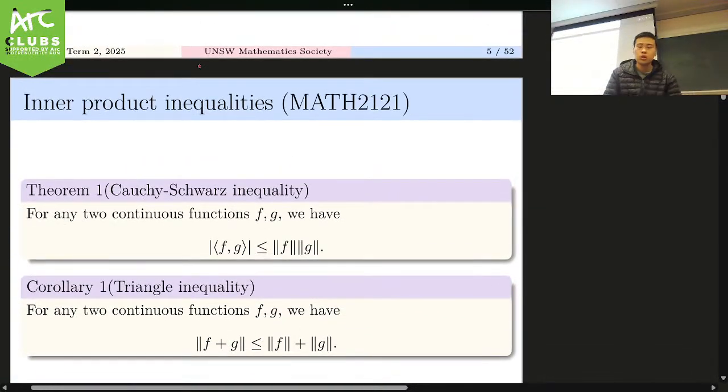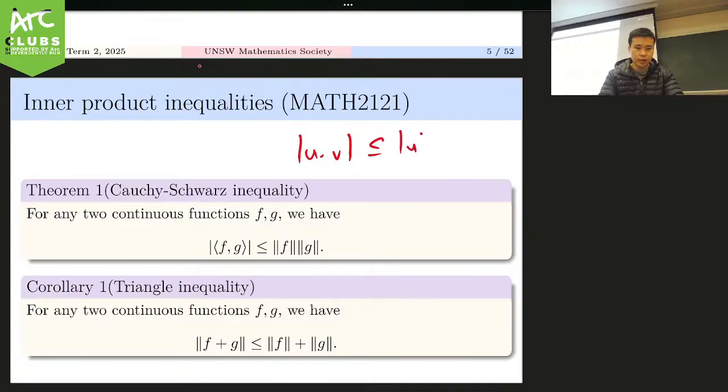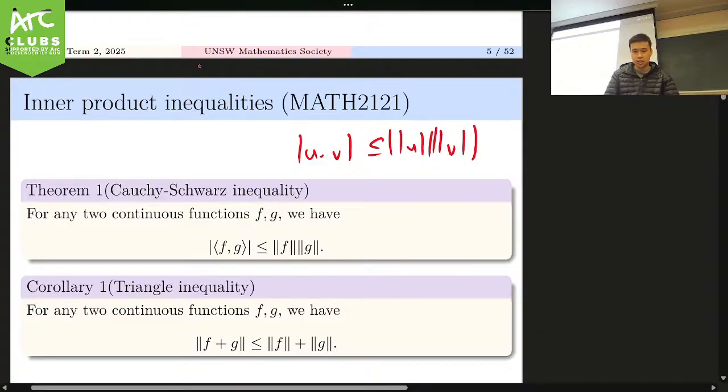Okay, once again, the idea of the dot product is, I believe, that the absolute value of the dot product is bounded by the norms of the two vectors. It's kind of like the inequality we might have seen in high school for the dot product. But again, for the inner product it's going to be the same thing, because the dot product is essentially an inner product. This is called the Cauchy-Schwarz inequality. For any two continuous functions, the absolute value of the inner product of the functions is bounded by the product of their norms.